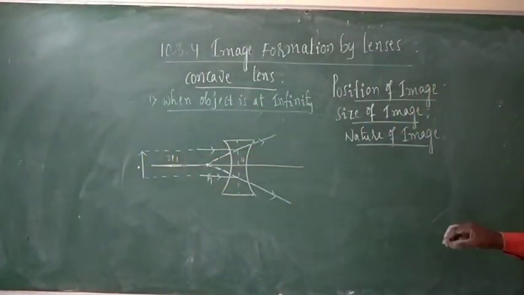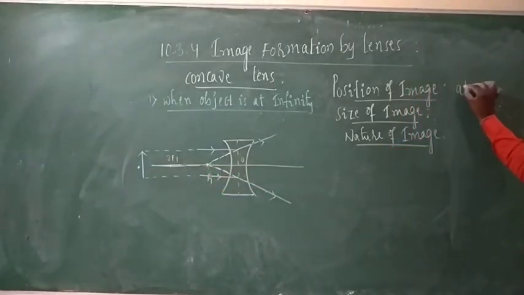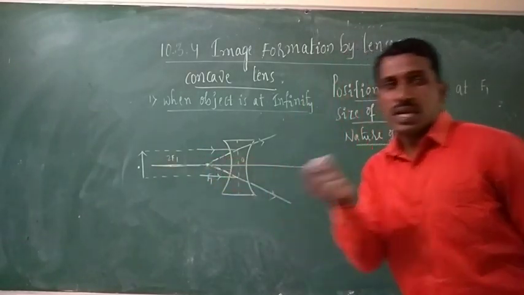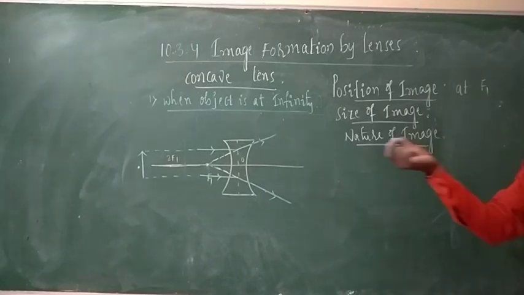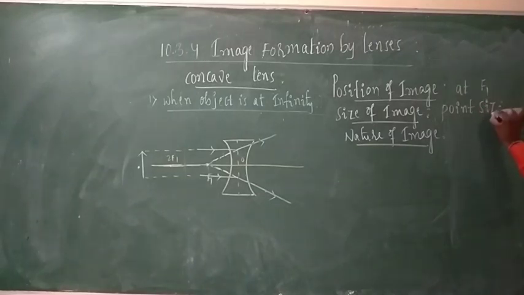What is the position of the image here? The image is formed at focus, at f1. Size of the image. This is object. This is image. The image is reproduced as a point-sized or highlighted image. You can use any one. Point size or highlighted image.